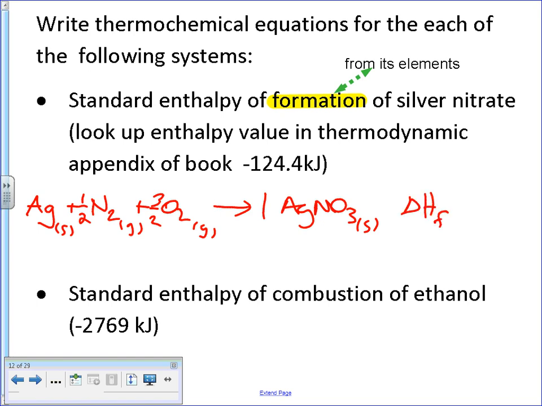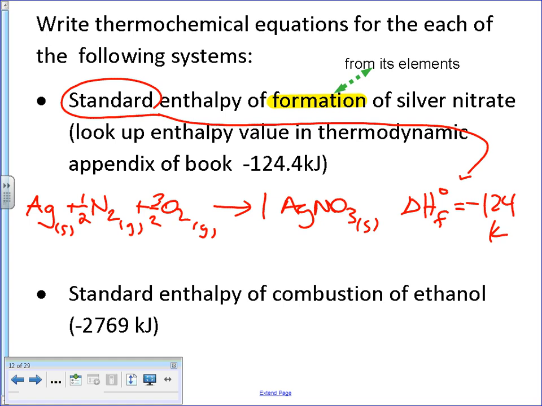Delta H of formation is what was asked for, and this is at standard conditions because it says standard enthalpy of formation. So standard means this little naught symbol here, and this value, whenever you look it up in the book, is negative 124 kilojoules. Okay, so you have your original, and this is just the definition of standard enthalpy of formation from its elements.